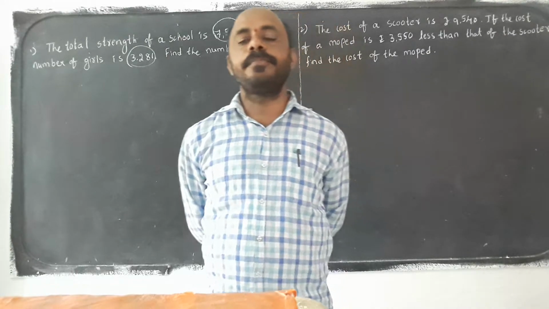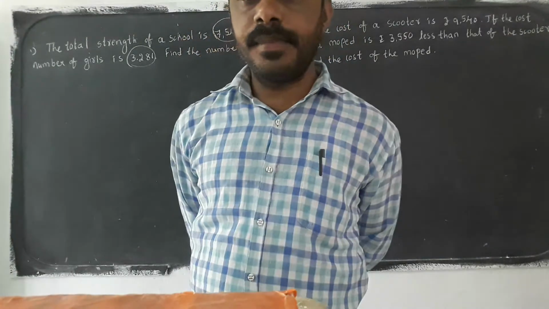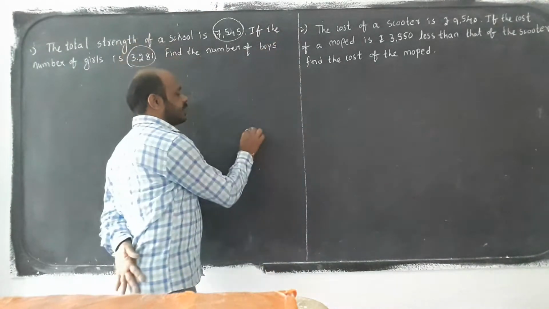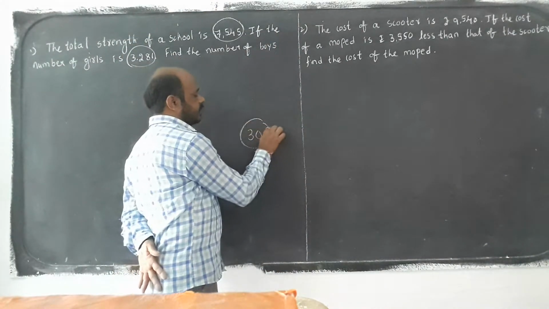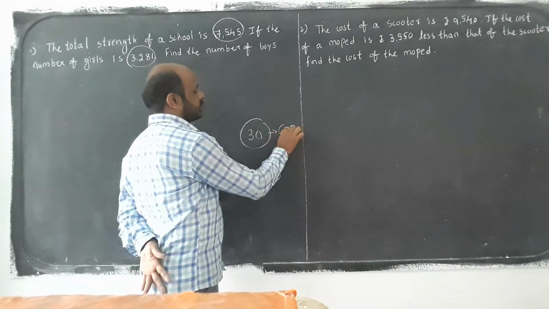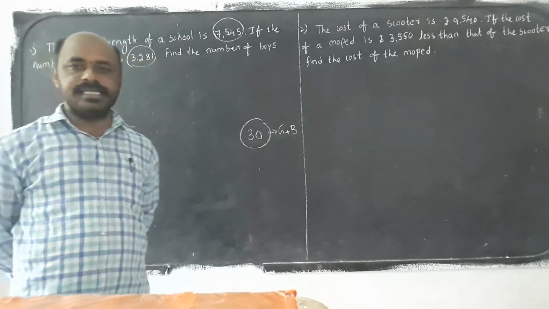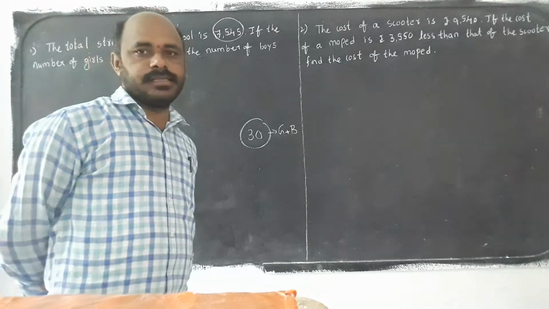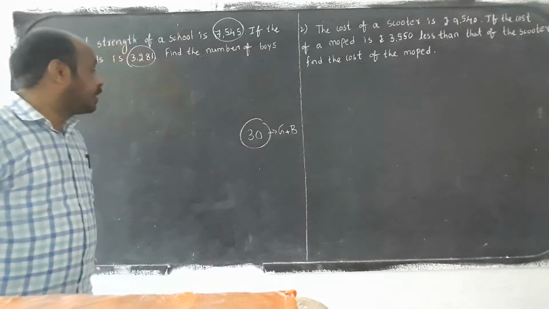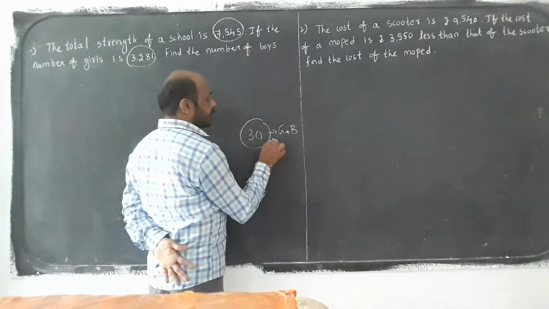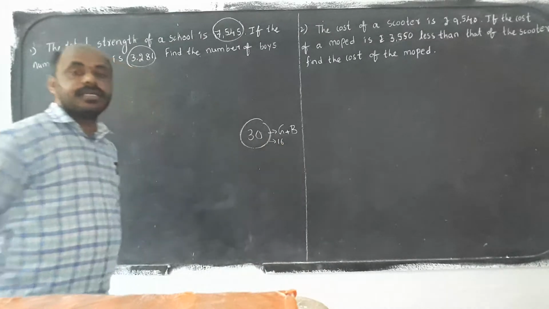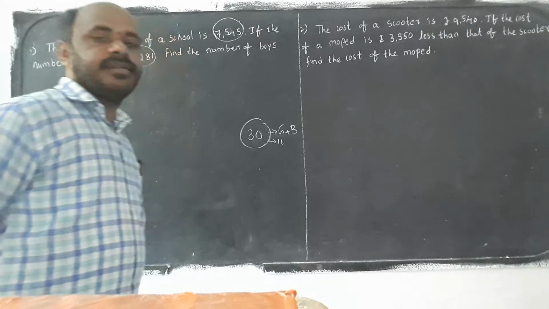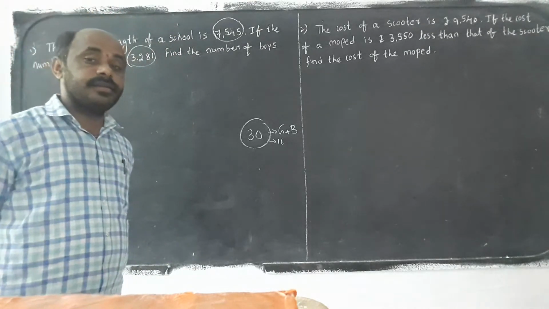For example, in a third class the strength is 30 members. Total strength is girls plus boys, G plus B, which is 30 in the third class. In that, 16 members are girls. Total strength is 30, and in that 30, 16 girls are there. How many boys are there?